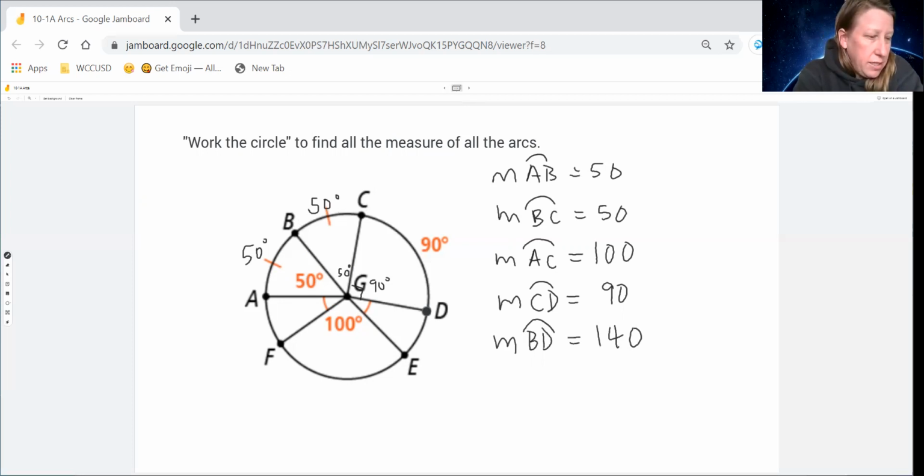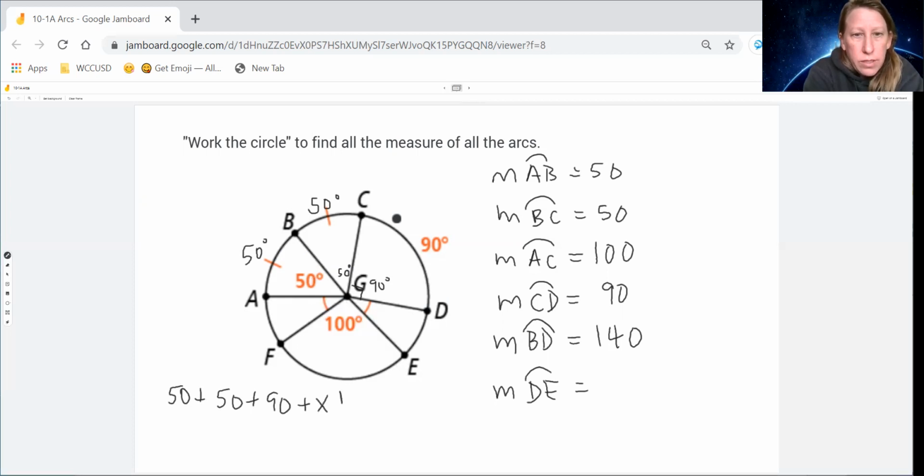What's the measure of arc DE? How are we going to do that? Got to work for this one a little bit more. I have two missing, but they both have the same mark on it, so actually these two are the same. If I know all these, how can I find what's missing? Well, I know the total circle is 360. So 50 plus 50 plus 90 plus something plus 100 plus something is 360. I need to know what those somethings are.